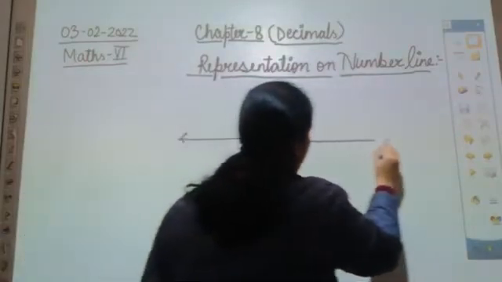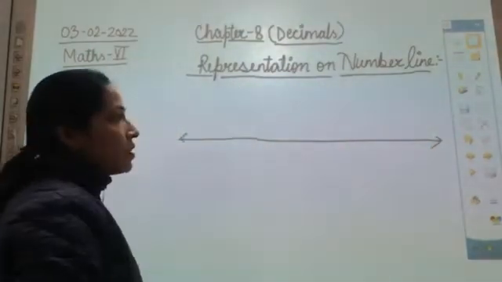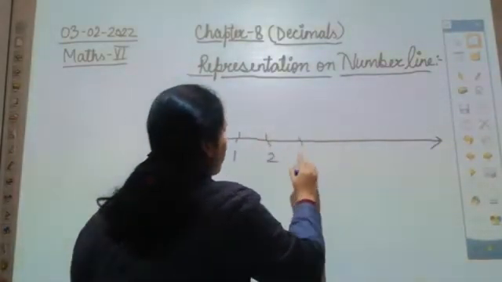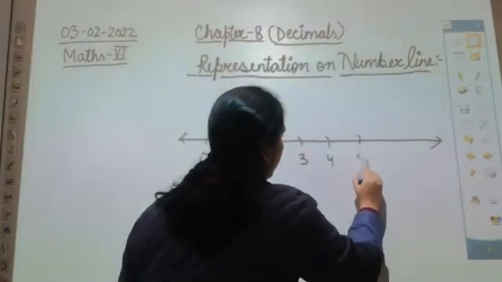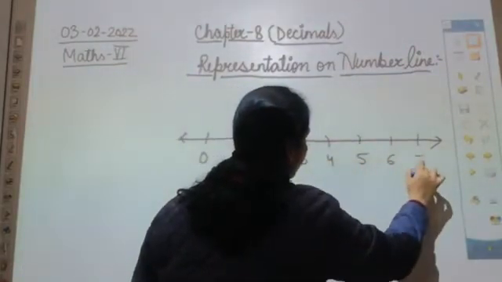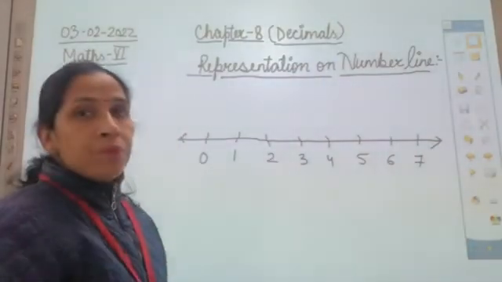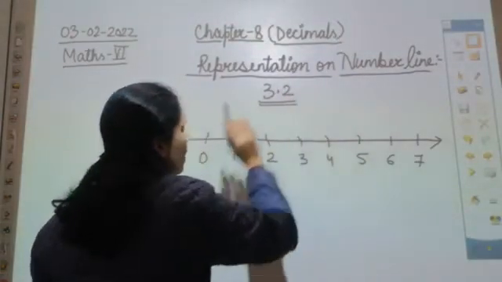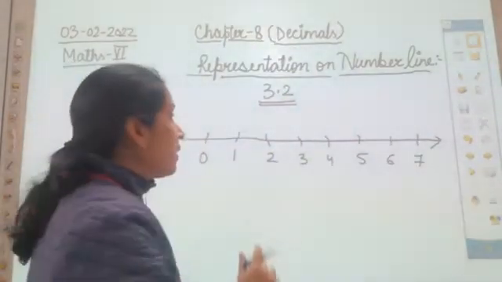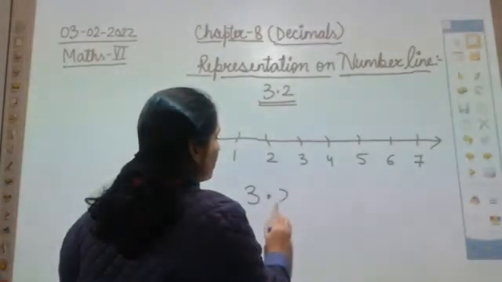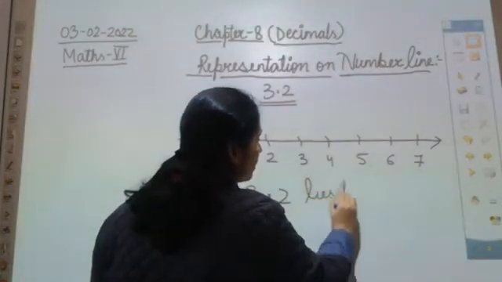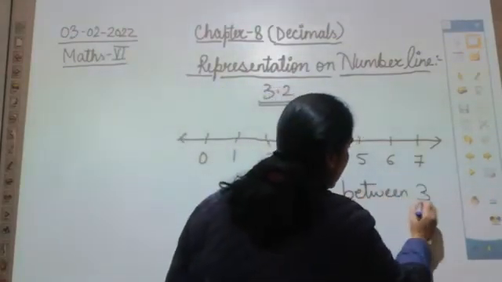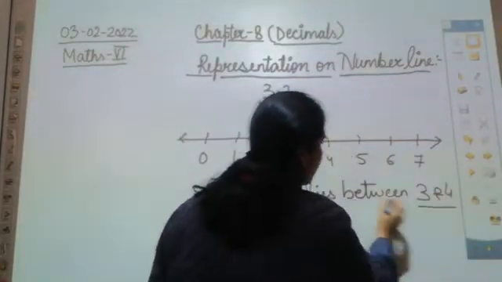Number 1. Okay. So if we have this number line with the numbers 0, 1, 2, 3, 4, 5, 6, 7 and so on, and we are given the number 3.2, it means 3.2 lies between 3 and 4.